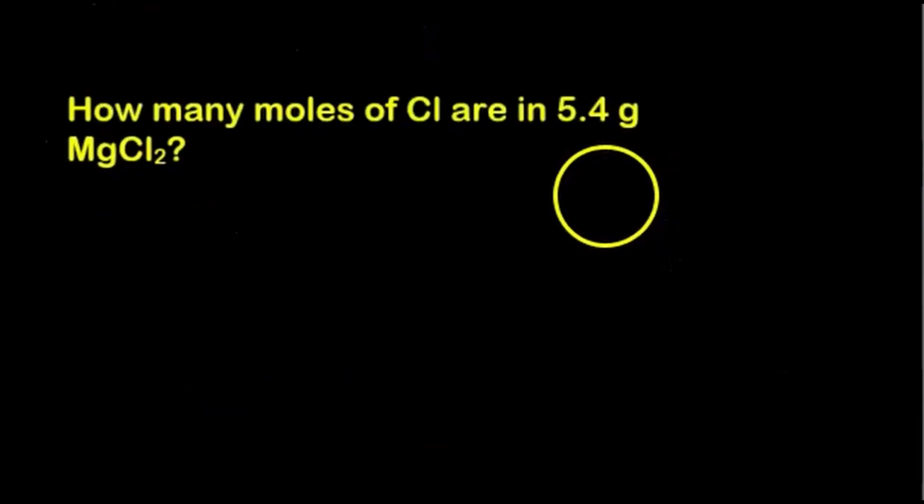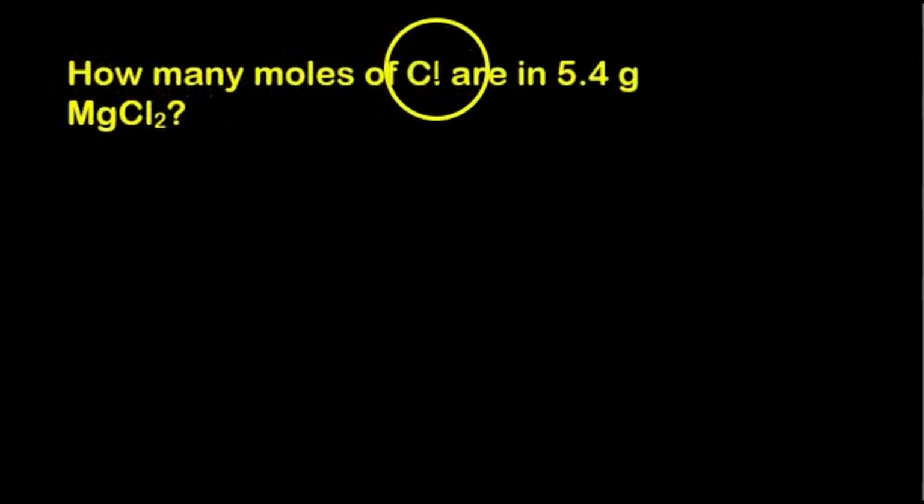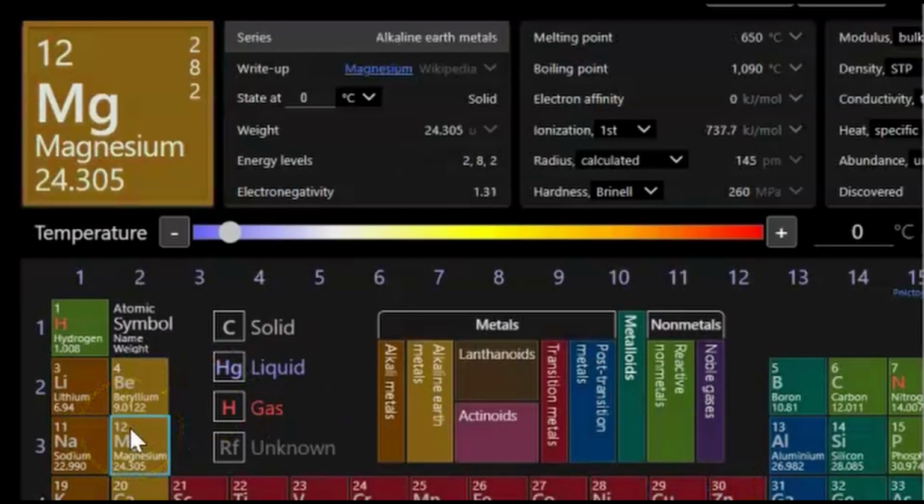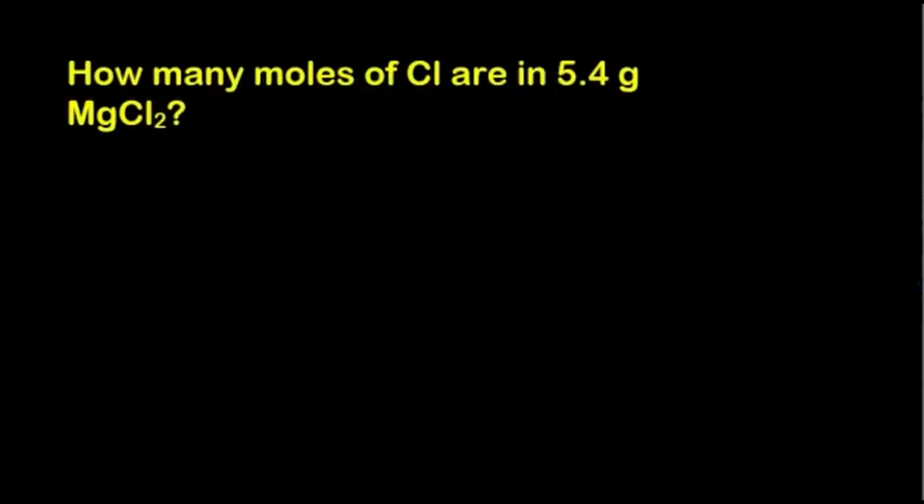All right, moving along. So how many moles of Cl, so this is chlorine, are in 5.4 grams of magnesium chloride, MgCl2? So we want to go from grams to moles, and we don't want moles of this, we want moles of chlorine. So first, let's deal with this MgCl2 first, just like what we did before. So magnesium has a molar mass of 24.305. See that top left square? 1 mole of magnesium weighs 24.305 grams.